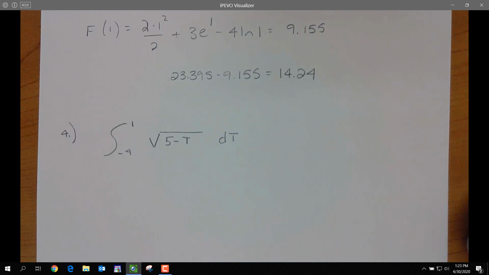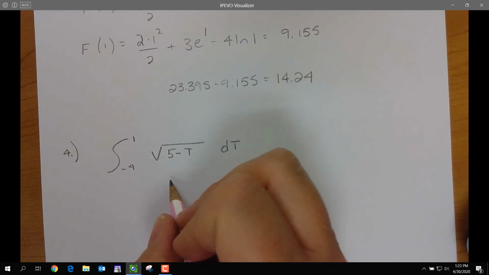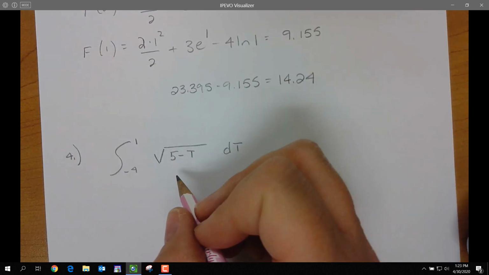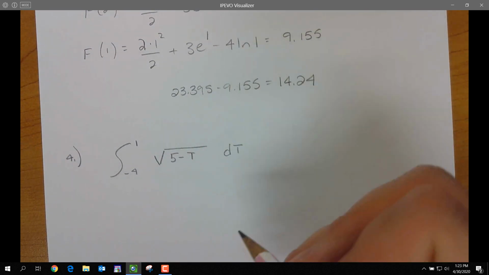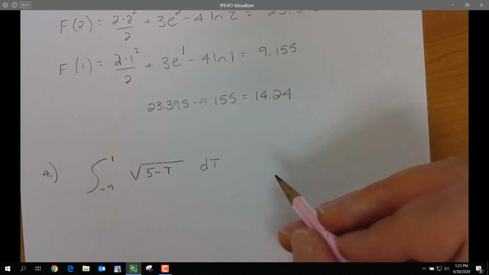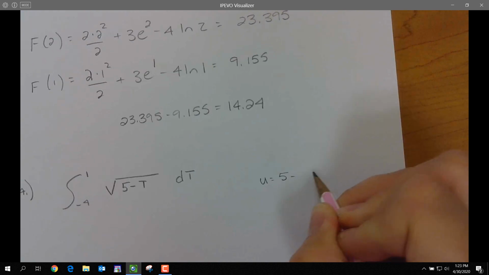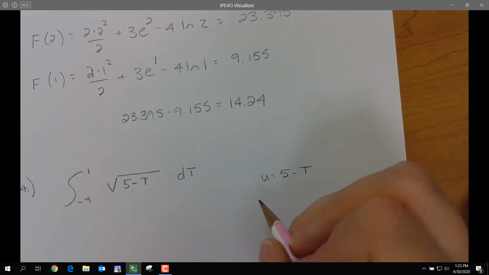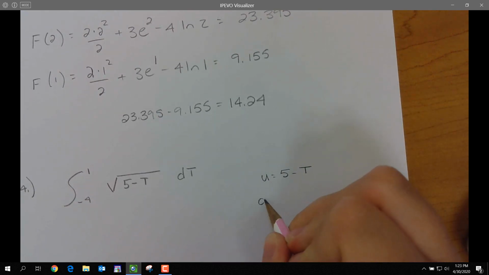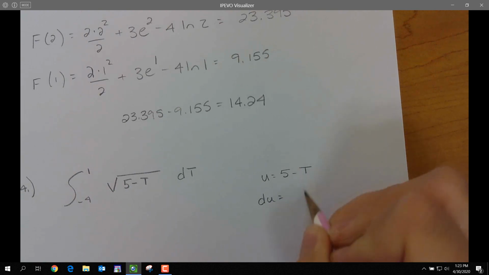Dx, dt, same thing. Okay, so what do we start with? Well, we want to probably write that as an exponent for the square root, which we should know by now is a 1/2. And then to do the antiderivative, we're adding 1 to that 1/2. But I want to think of it as u is going to be 5 minus t. Okay, so du is going to be -1.